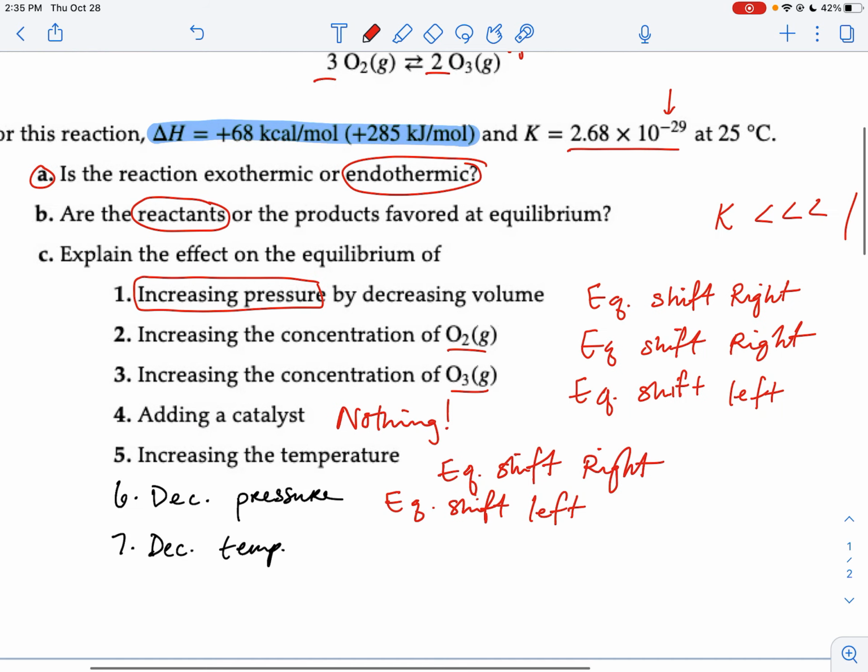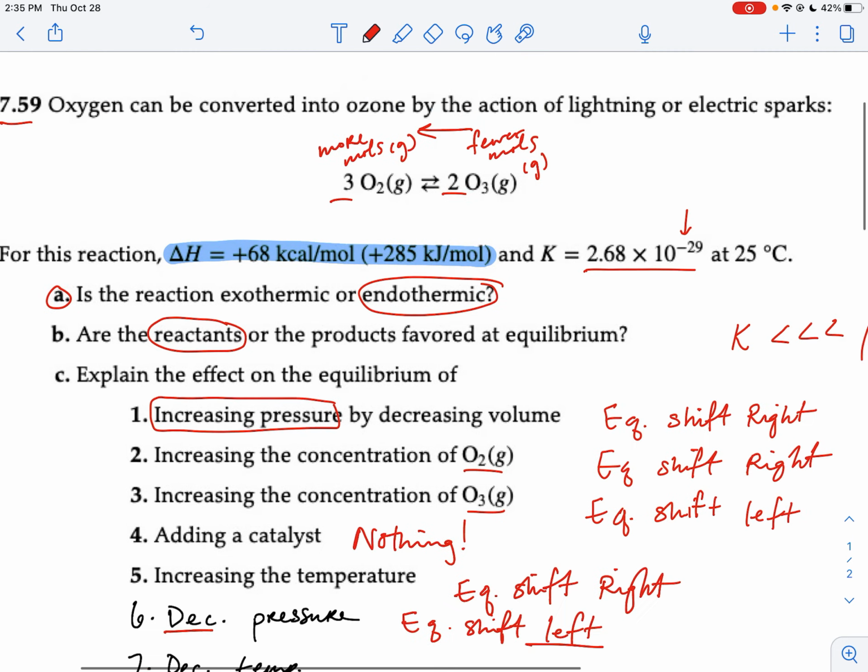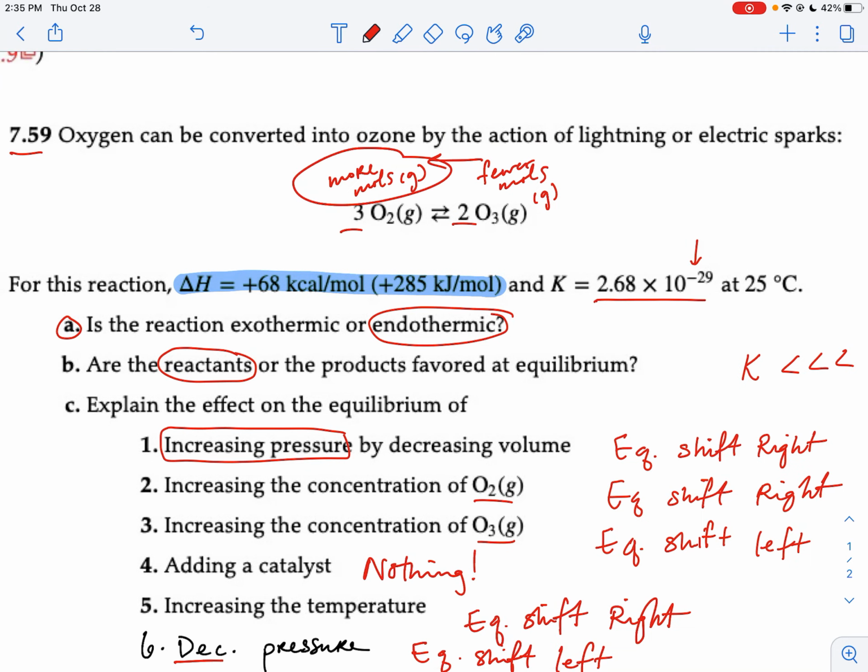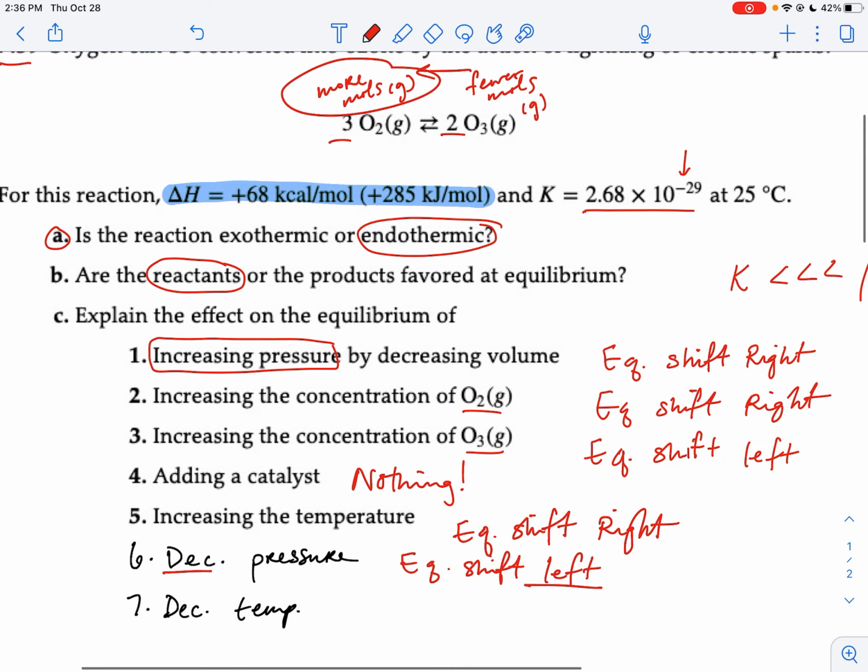Now again, don't think that a decrease in pressure always means a shift left. For this equation it does because this is the side with more moles of gas. But you could have a different equation where there are more moles of gas on the product side, okay? So think of a decrease in pressure is always going to shift to the side with more moles of gas. An increase in pressure will always shift to the side with fewer moles of gas, okay? Here, those directions happen to be right for an increase in pressure, left for a decrease in pressure.